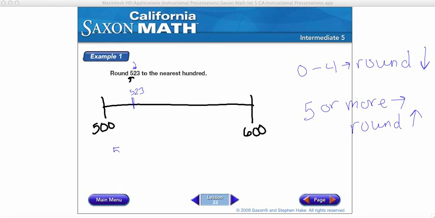So 523 rounds to 500. And this is my answer. Now, all of this that I am circling here, this is what your problem should look like on your paper. You write the original number, you put the arrow to indicate your rounding, and then you write the number that you have rounded to. Okay? All right, let's move on to example 2.